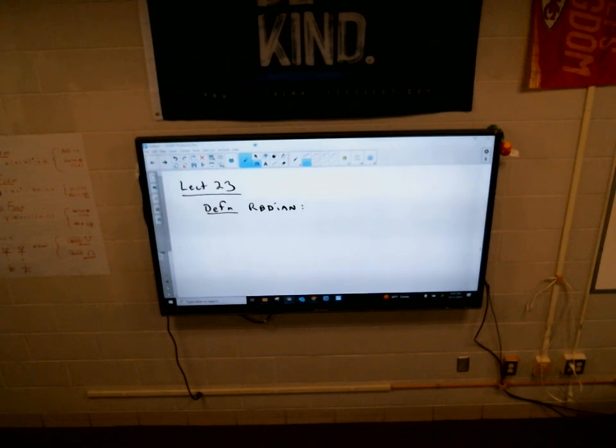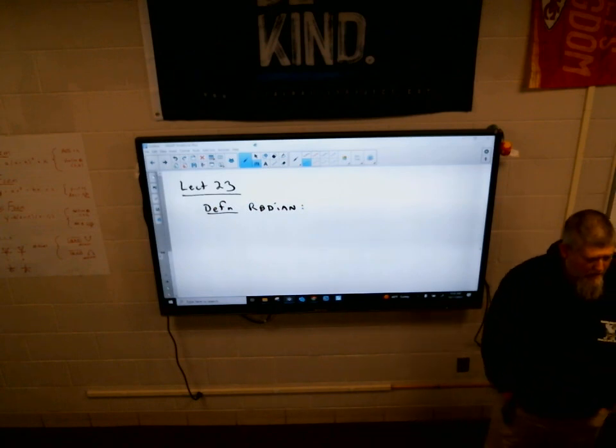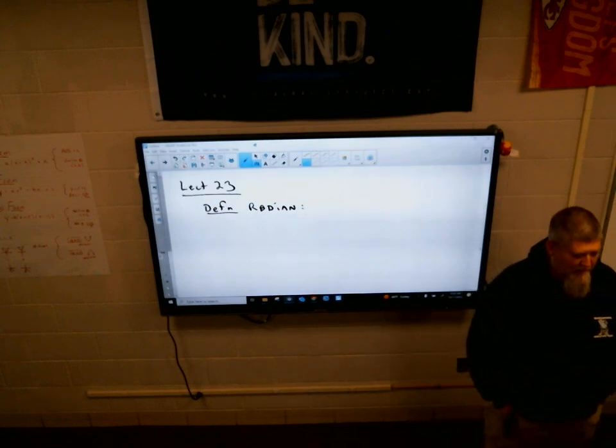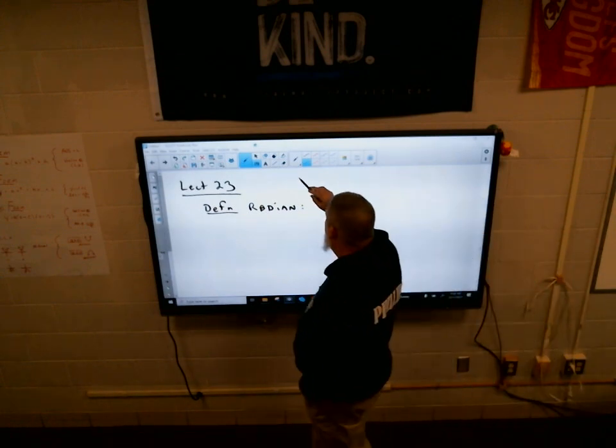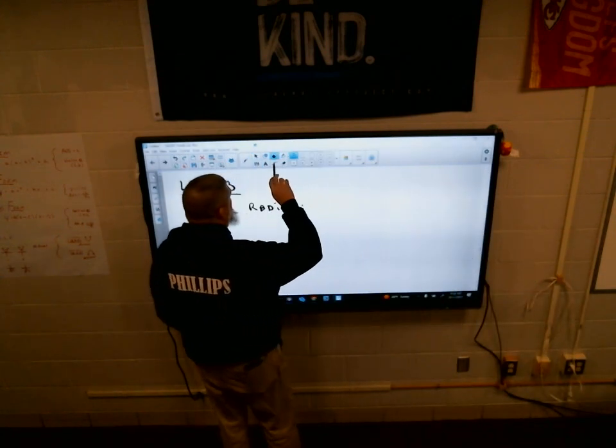How do you determine the length of a radius? The measure of the central angle of a circle that intercepts an arc. Say it one more time, nice and loud. The measure of the central angle of a circle that intercepts an arc.